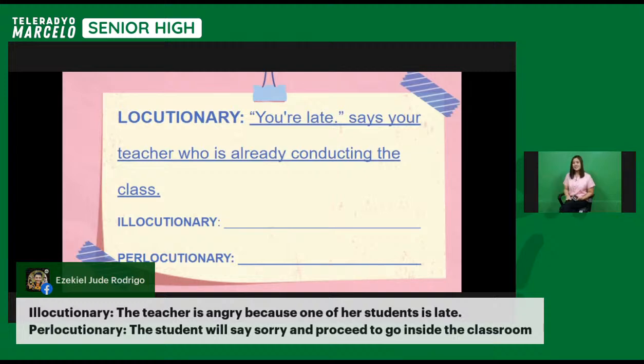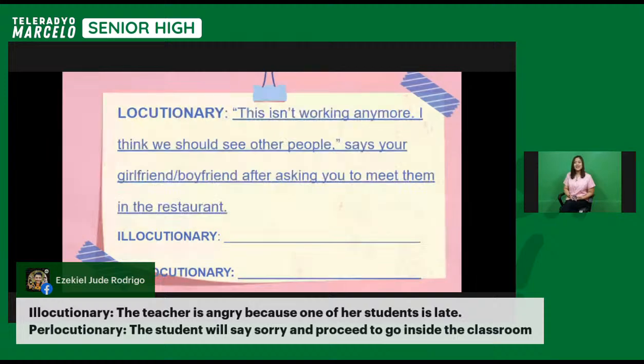Let us move on to the second statement. "This isn't working anymore. I think we should see other people," says your girlfriend or boyfriend after asking you to meet them in a restaurant. What could be the illocutionary and perlocutionary speech act in that statement? You may now type in your answer.